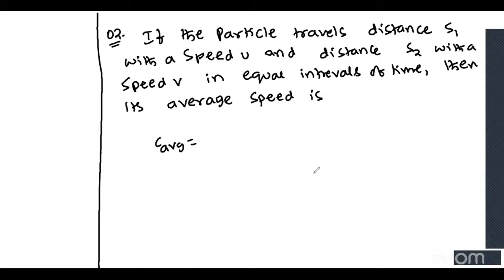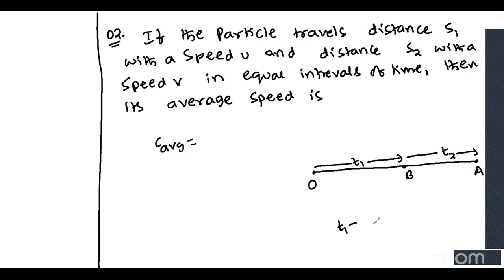Same as before, the particle starts from O and reaches point A. O to B takes a time T1 and B to A takes a time T2, such that T1 equals T2 equals T by 2, in equal intervals of time. O to B it travels a distance S1 with a speed U, and B to A with a speed V.